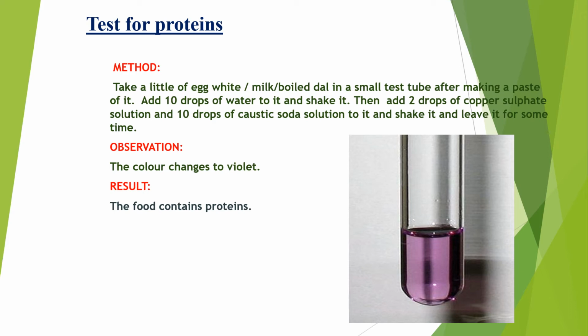To this we have to add 2 drops of copper sulfate and 10 drops of caustic soda solution. Shake it well and leave it for some time. We observe that the contents change into violet color. This test proves that the food item contains protein.